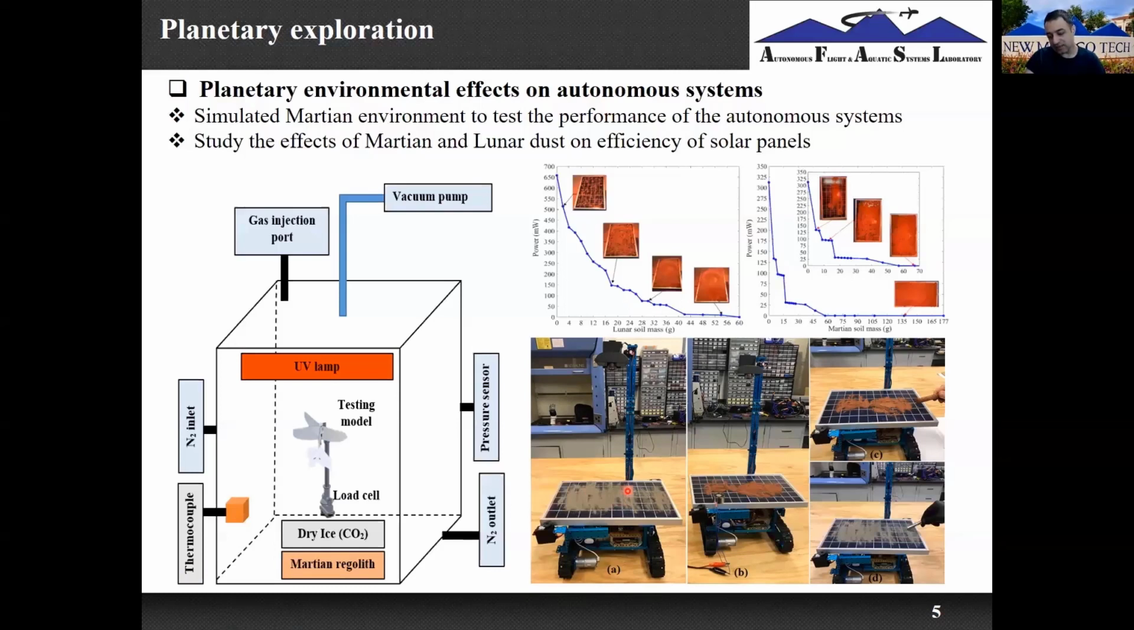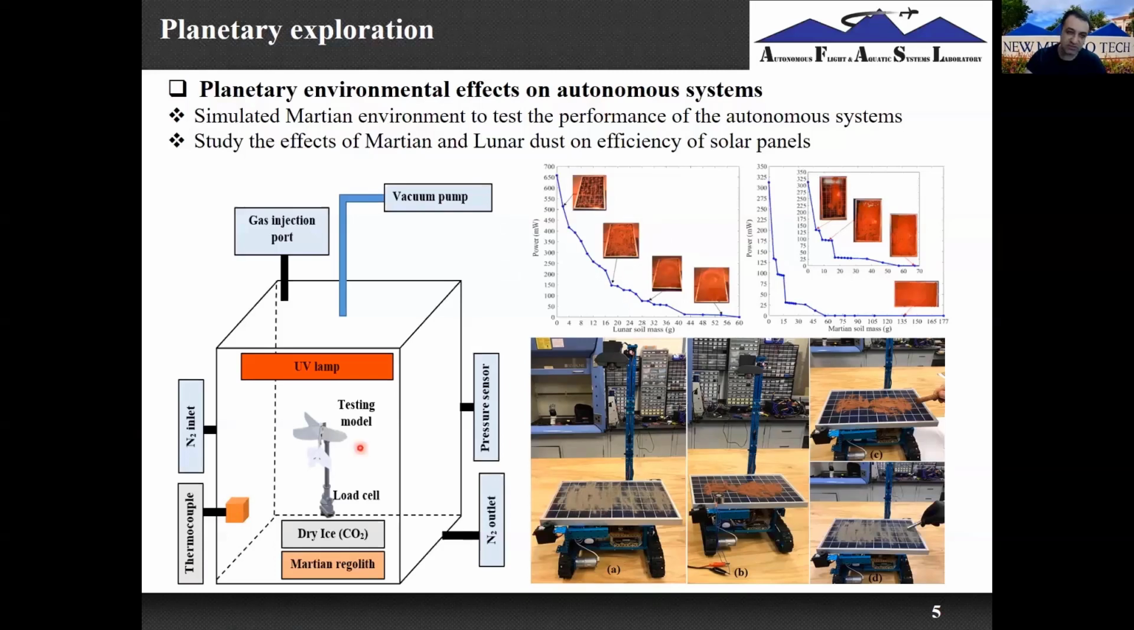In the experiments that my students did, we had Martian dust and lunar dust. We saw how the efficiency, generated power, voltage or current changes based on the amount of dust covering the solar panel. You can see that once the solar panels are covered by dust, they lose their efficiency.